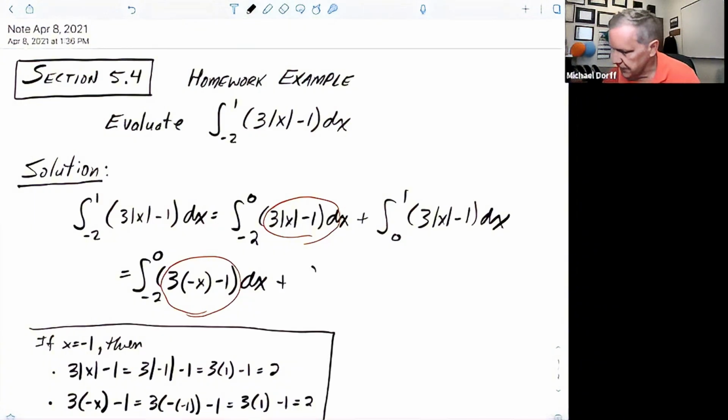For the second integral, I've got from 0 to 1, I've got 3. And now what happens with the absolute value? I want to get rid of it.